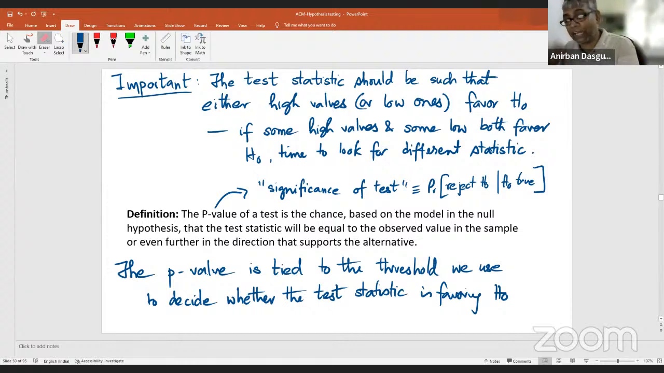The p-value is conditional on the null hypothesis: if the null hypothesis were true, what is the probability of seeing this data, or this test statistic, equivalently? The p-value is the probability of rejecting the null hypothesis if the null hypothesis were true. This is the significance of the test. And we say that it is less than 0.05 because we're saying that if the null hypothesis were true, the probability that I'm still rejecting it should be small, and I want that to be small.